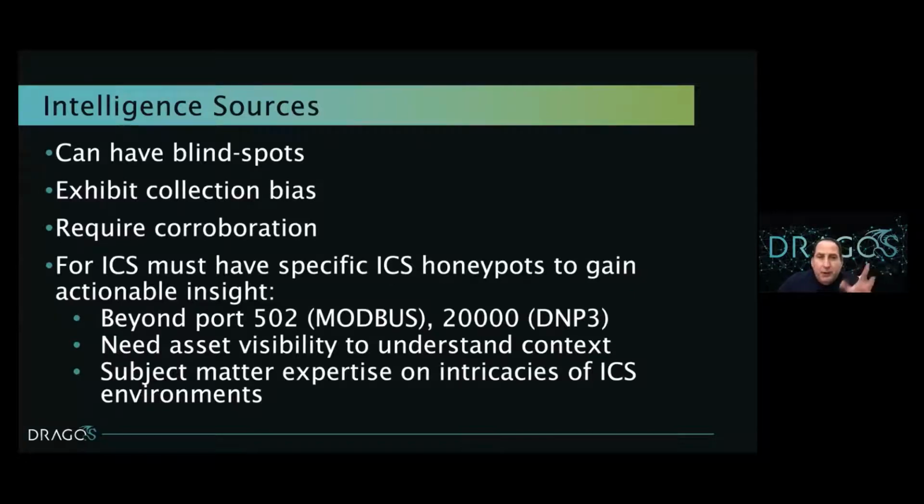And in a like manner, you can have a collection bias in ICS environments by just looking at a port or two ports. I put in Modbus and DNP3 here. That's okay, but that's not going to give you the full picture. You need the full picture. And to get the full picture, sometimes you have to have specific ICS honeypots. You need asset visibility to understand the context. Asset visibility is really key, particularly in operational technology environments. Although I think an enterprise IT manager would argue it's equally important there.